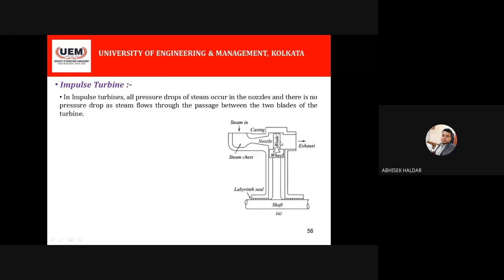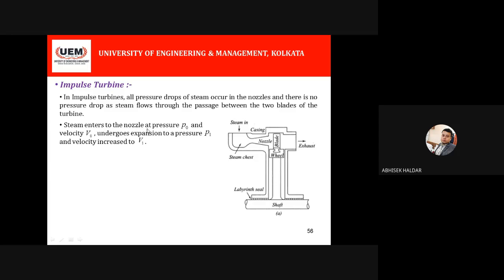Whenever it is hitting the blade, it is just converting the kinetic energy into mechanical energy as the shaft rotates, and this mechanical energy is converted to electrical energy with the help of an alternator or generator. So in the impulse turbine, all the pressure drop happens in the nozzle, because the nozzle is responsible for increasing the velocity of the steam.